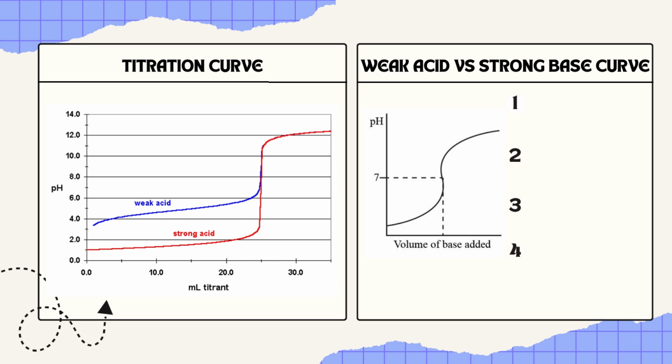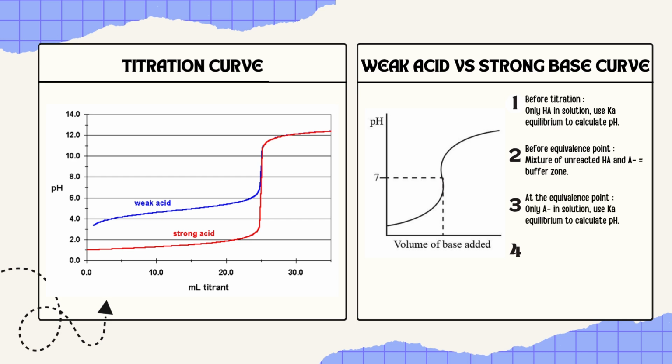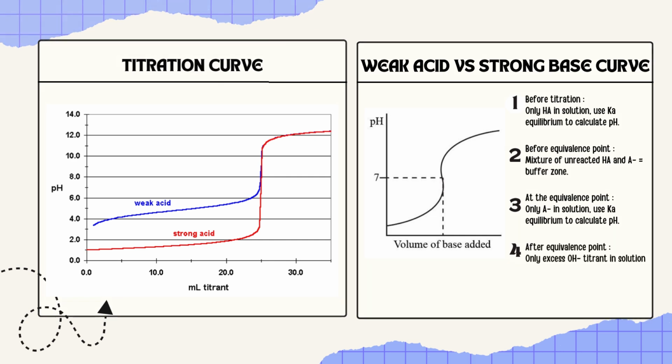For weak acid versus strong base: 1. Initially, only the acid is present. 2. As titration proceeds, a buffer forms from acid and its conjugate base. 3. At equivalence point, the base has fully neutralized the acid. 4. After equivalence, excess base dominates the solution.